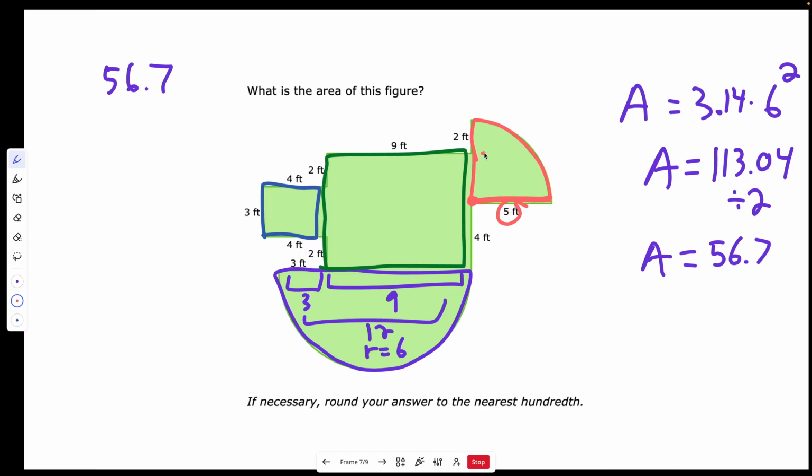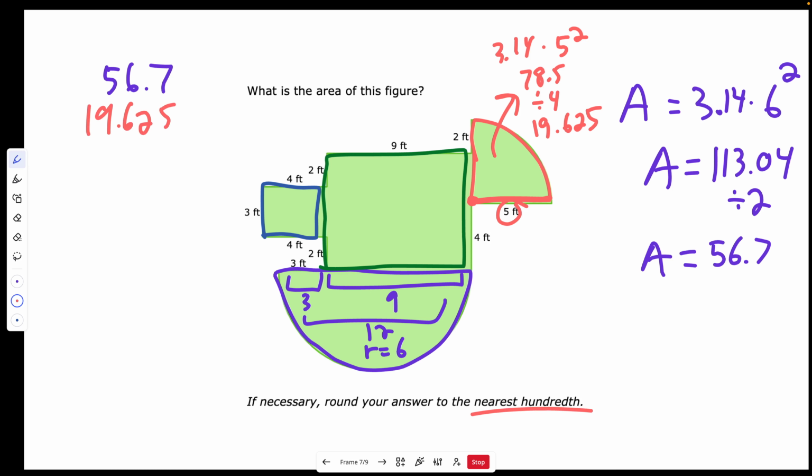So we're going to do 3.14 times 5 squared. And I'm out of room. Let's move this up. So we're going to do 3.14 times 5 squared, which gives us 78.5. But remember, this is only 1/4 of a circle, so we need to divide that by 4. When we do that, we get 19.625. Notice it says round your answer to the nearest hundredth. We're going to do that at the end. So just leave it as 19.625.